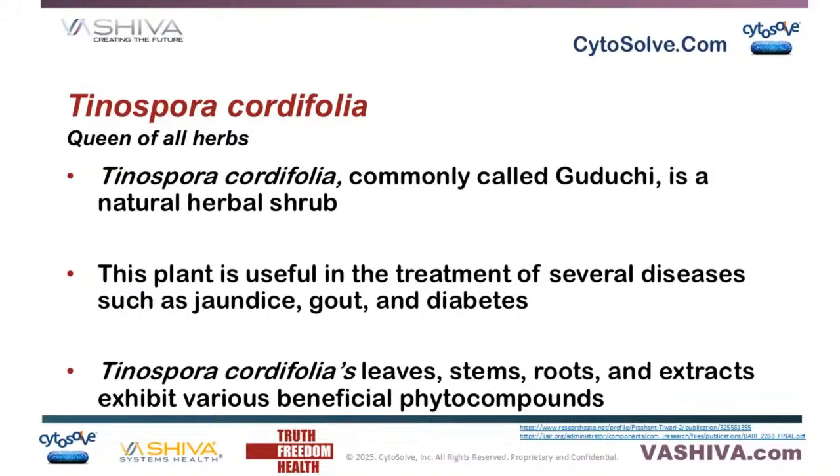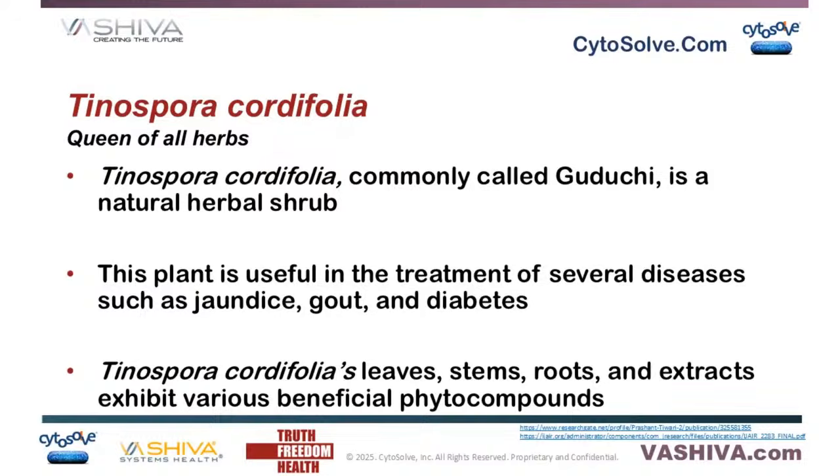Tinospora cordifolia is a natural herbal shrub widely recognized for its therapeutic potential. It is traditionally used in the treatment of various chronic and metabolic disorders, including jaundice, gout, and diabetes. The plant's medicinal properties are attributed to its phytochemical richness, with beneficial compounds found in its leaves, stems, roots, and extracts. These phytocompounds contribute to its wide-ranging health benefits and support its reputation as a valuable herb in traditional and modern medicine.